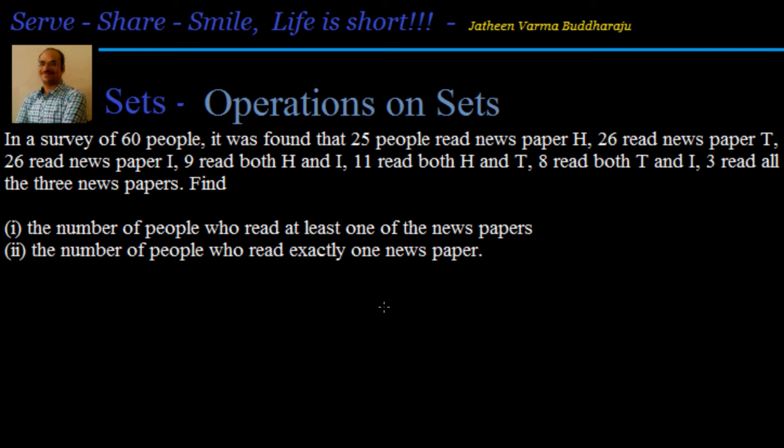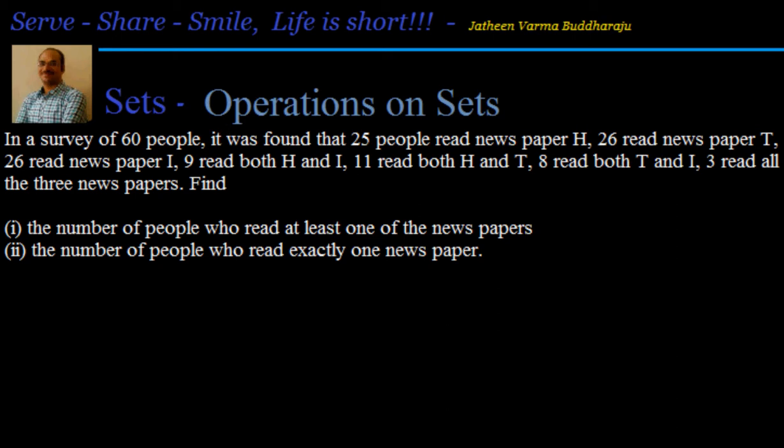Let's look into this problem where we are dealing with three sets and related to union and intersection. It's a practical problem. In a survey of 60 people, it was found that 25 people read newspaper H, 26 read newspaper T, 26 read newspaper I, 9 read both H and I, 11 read both H and T, 8 read both T and I, 3 read all the 3 newspapers. Find the number of people who read at least one of the newspapers. Also the number of people who read exactly one newspaper.